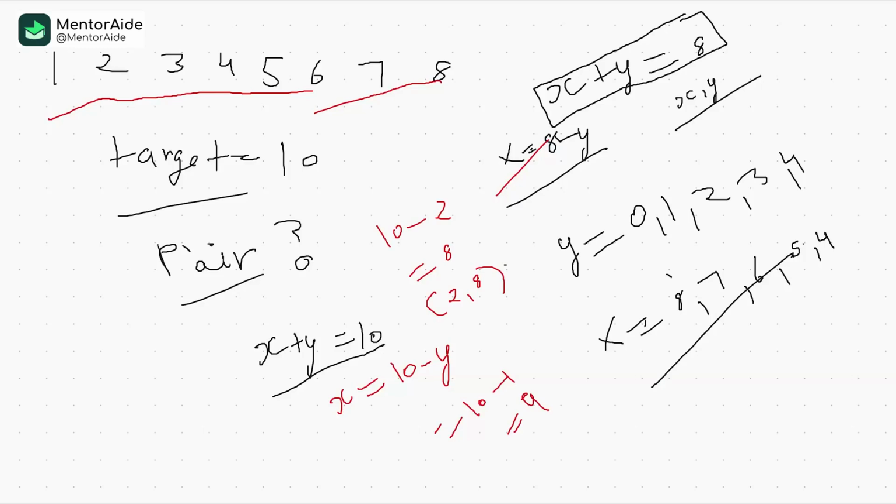Let's try another value, let's say 10 minus 3. What is 10 minus 3? 7. Does 7 exist in the array? Yes, sir. So what is the pair we found? 3 and 7. Correct. So this is one of the ways which Sandeep was mentioning, that we can find these pairs.